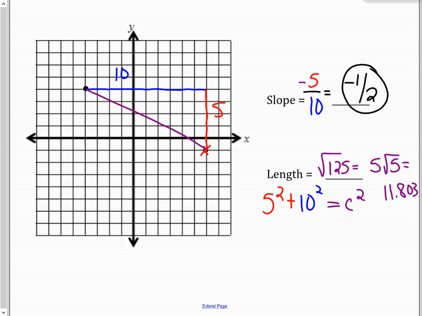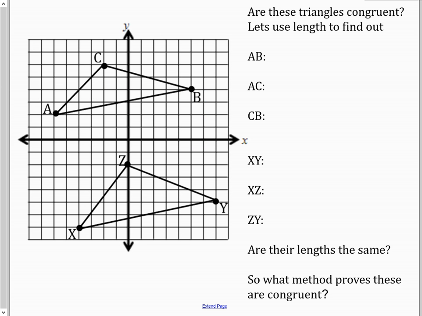Moving on to the next one. So that was all prerequisite. That was just reminders of what we're going to use in order to prove triangles congruent. So what we're going to do is we're going to find the lengths of the triangles on the coordinate plane, and that's how we're going to decide if the triangles are congruent or not.